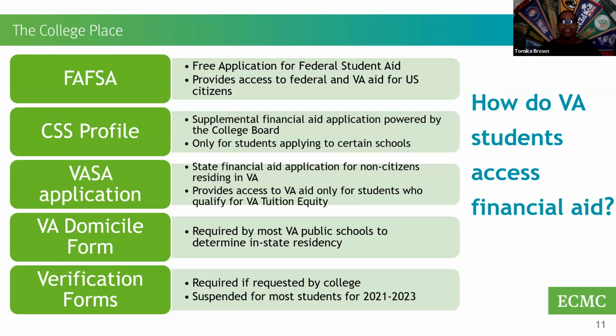Next, the VASA is the state financial aid application for students who are not U.S. citizens. This is a new application that came about last year, but it provides access to state aid for students who are not U.S. citizens. This group does not have access to federal financial aid, and before the VASA, they didn't have access to any Virginia state aid either. So we're excited that this application gives them access to some aid, as well as Virginia tuition equity, which means that non-U.S. citizens who meet the criteria will qualify for in-state tuition at any public school throughout the state of Virginia.